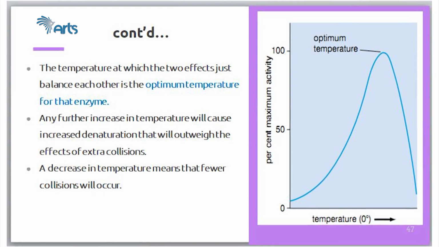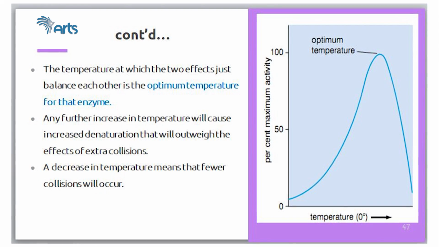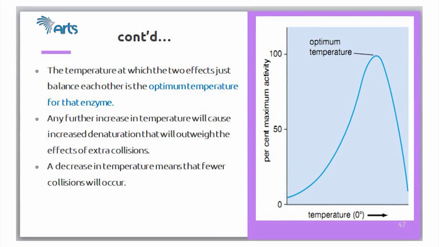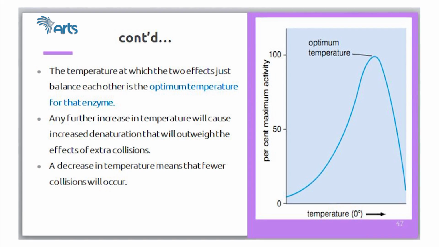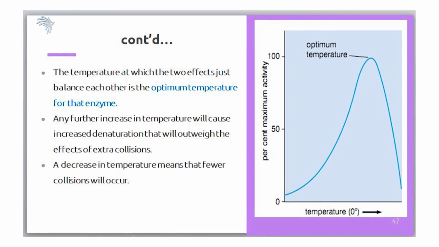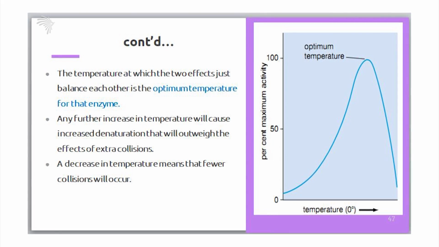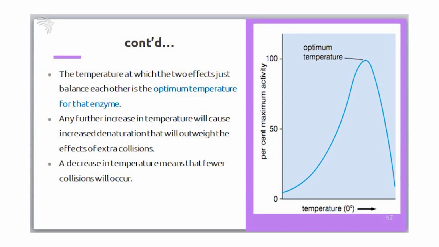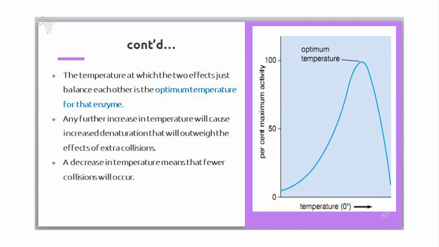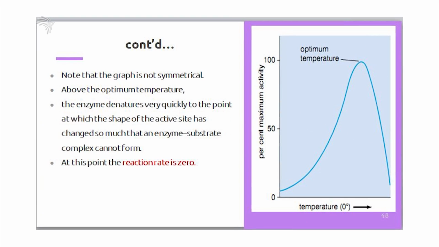If the raised temperature results in little denaturation but a greatly increased number of collisions, the activity of the enzyme will increase. If the higher temperature causes significant denaturation, then despite the extra collisions, the activity of the enzyme will probably decrease. The temperature at which the two effects just balance each other is the optimum temperature for that enzyme. Any further increase in temperature will cause increased denaturation that will outweigh the effect of the extra collisions. A decrease in temperature means that fewer collisions will occur. Note that the graph is not symmetrical here.